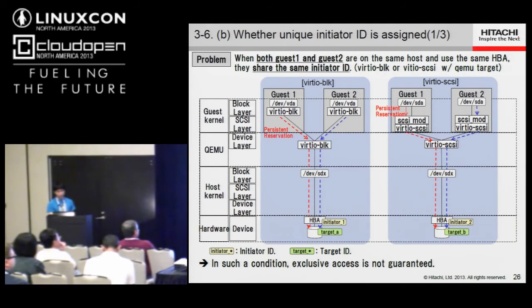In such a condition, exclusive access is not guaranteed because storage cannot see which guest issues a persistent reservation SCSI command, because the persistent reservation from both guests comes from the same initiator ID.